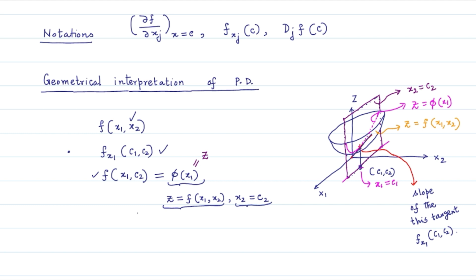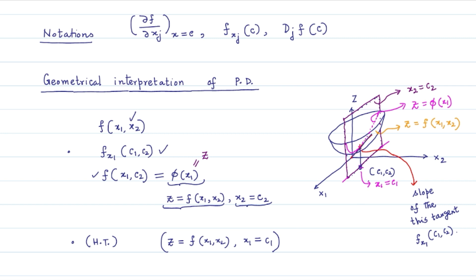Similarly, the partial derivative of the function f with respect to the variable x2 at the point c1, c2 can be identified by taking the slope of the tangent on the curve of intersection of z equal to f(x1, x2) and x1 equal to c1. I am keeping this as a home task: please draw a similar figure and try to figure out the intersection curve of z equal to f(x1, x2) and x1 equal to c1, then try to find the tangent line at the point c1 c2.